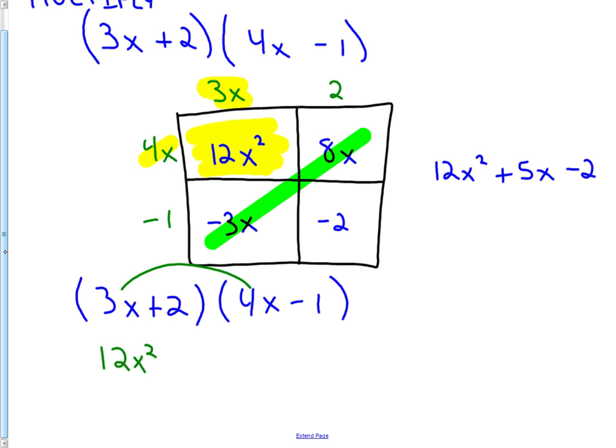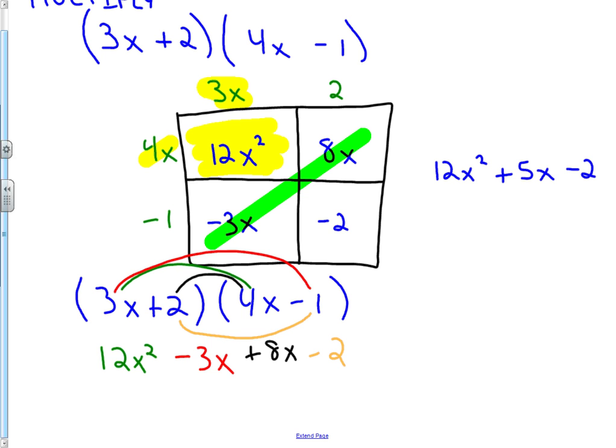And then I would look at my outsides. My outsides are the 3x and the negative 1. Make sure you realize that's negative 1. That would give me negative 3x. Then I would have my insides, which would be my 2 and my 4x, which is 8x. And then I have my lasts. My last would be my 2 and my negative 1, which gives me negative 2.